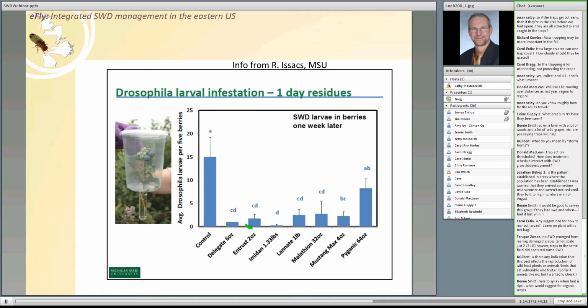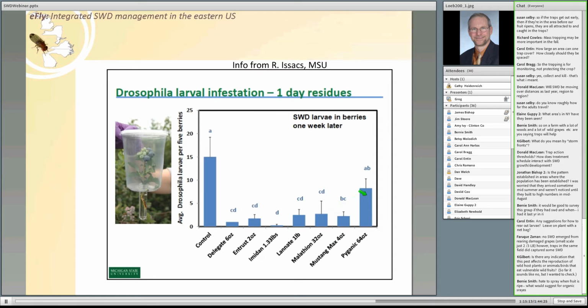Delegate and Entrust are spinosad type products, imidan is an organophosphate, Lannate is a carbamate, Malathion is an OP, Mustang Max is a pyrethroid, and Pyganic is an organic natural pyrethroid that can be used. So of these, the spinosads have been working quite well, as well as the organophosphates. The pyrethroids also have been generally effective, so that's good. We have a broad range of insecticides, some of them fairly narrow, low-risk materials like the spinosads that are effective.